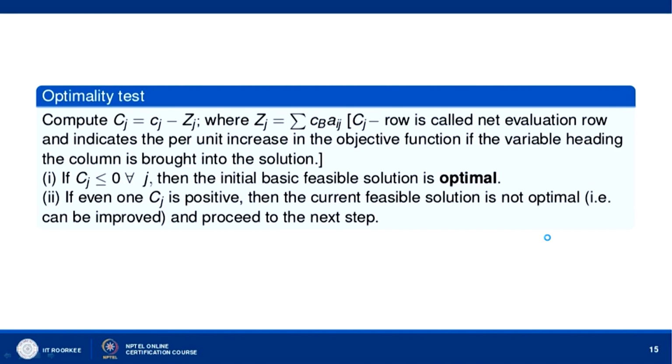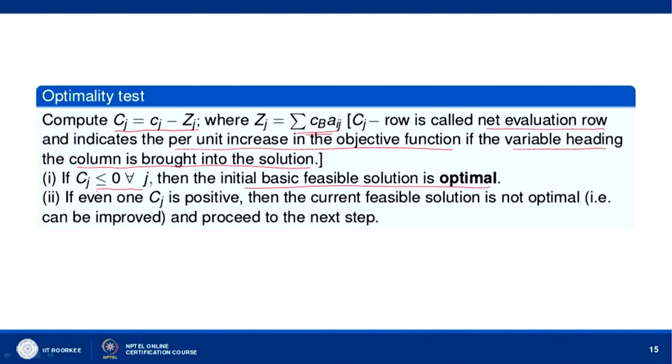Now, optimality test. We will compute capital Cj equal to small cj minus Zj. What is Zj? Zj is sigma CB Aij. The Cj row is called the net evaluation row and indicates the per unit increase in the objective function if the variable heading the column is brought into the solution. Now, if Cj is less than or equal to 0 for all j, then the initial basic feasible solution is optimal.